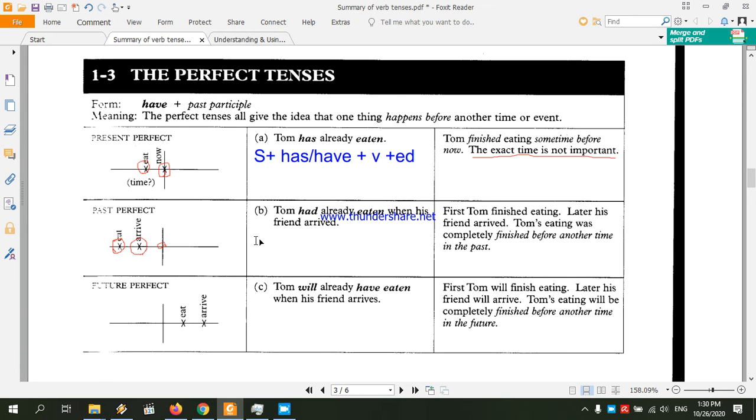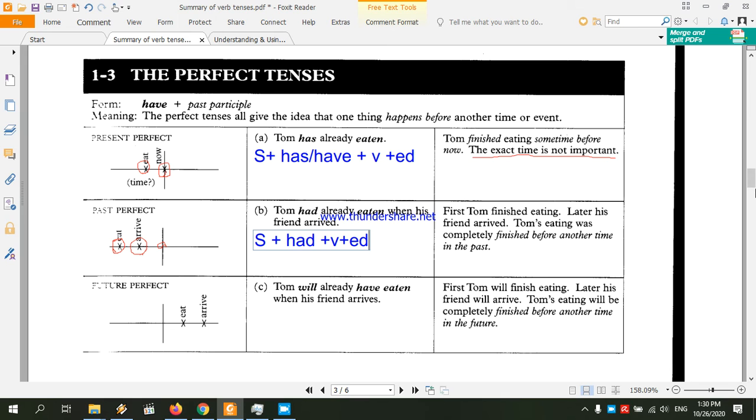The form is subject plus had plus verb plus ed. Alright.